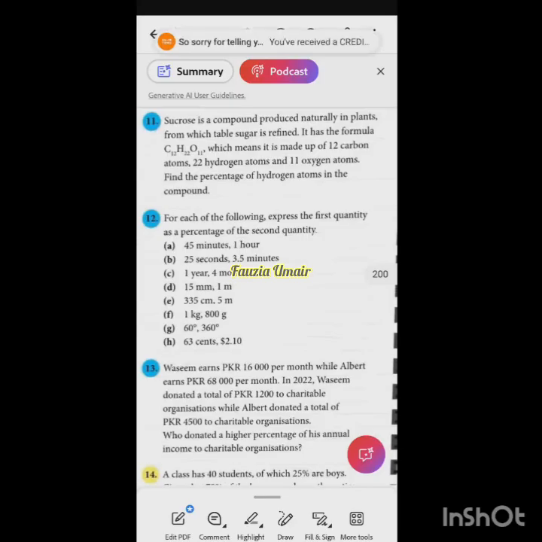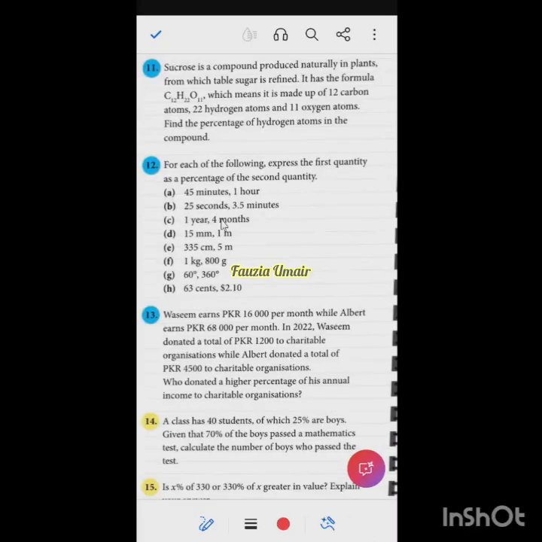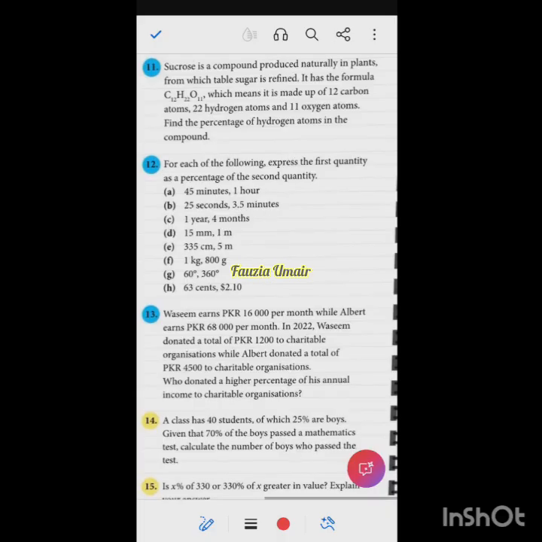Question number 12 is related to expressing one quantity as a percentage of another one. And this is what we call comparison of quantities. We have done this yesterday as well. Remember those questions, 4 days a week, 4 by 7. This is a similar question: two quantities are compared and we need to compare them using percentages. For that, first of all, we need to keep them in the same unit.